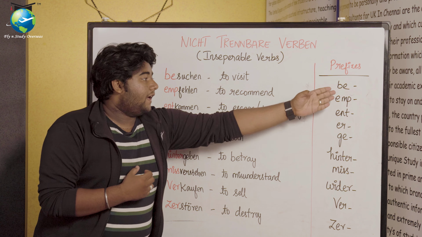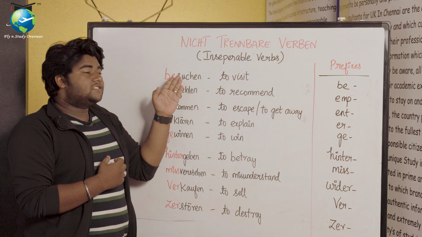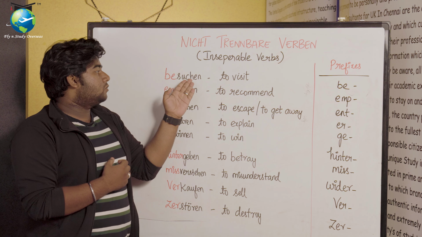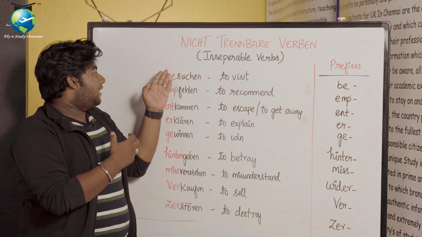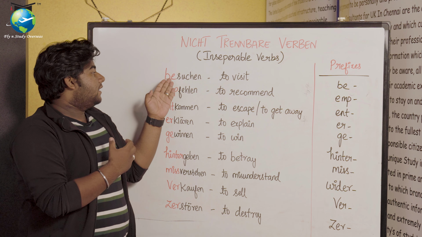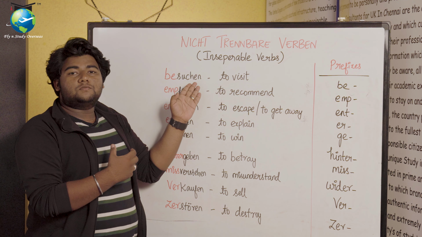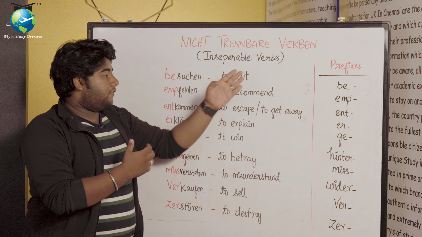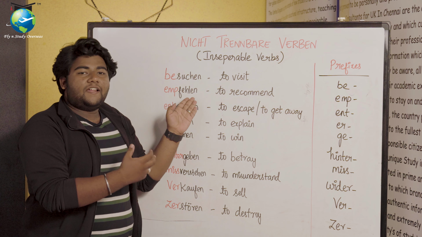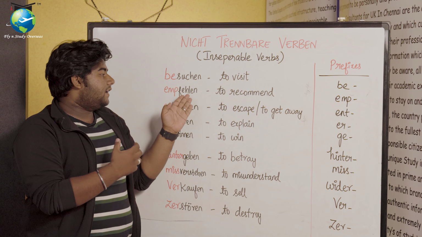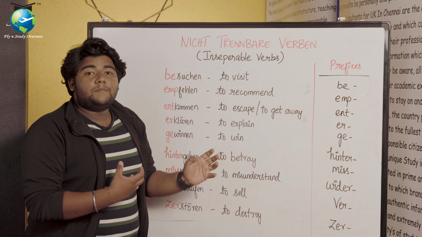For be, let's take an example like besuchen. The meaning of suchen is to search, but when this prefix gets added to it, the meaning changes to visit. Besuchen means to visit. And for emp, it is empfehlen. What is the meaning of empfehlen? It is to recommend.